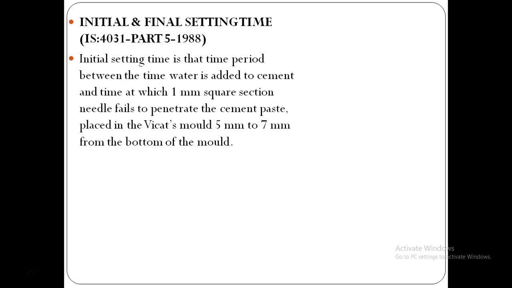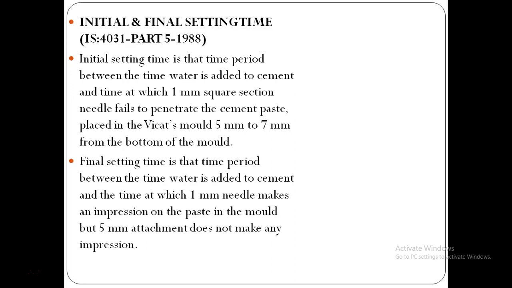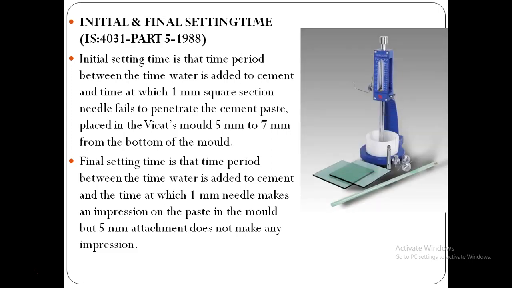while the final setting time is the period between the time when water is added to the cement and the time at which the 1 mm needle makes an impression on the paste in the mold, but the 5 mm attachment does not make any impression. Now if we see the picture of it, it looks like this, where we have the Vicat mold, and we measure the initial setting time and final setting time with this apparatus.